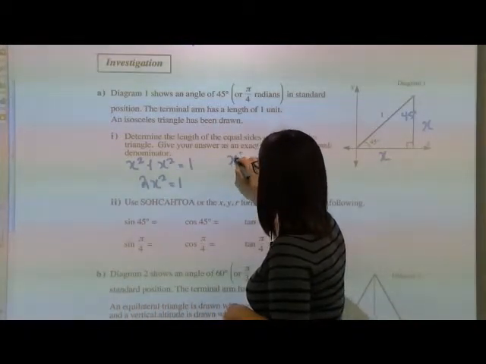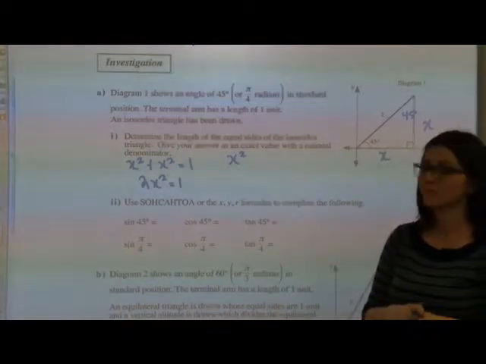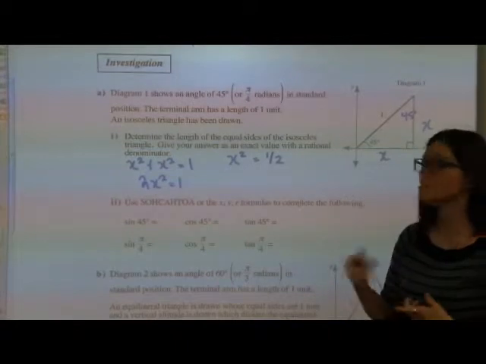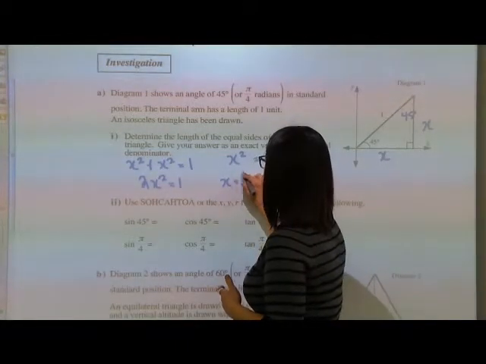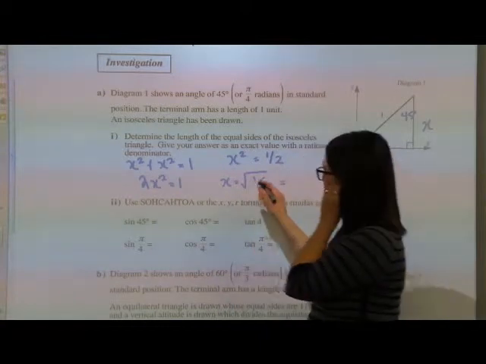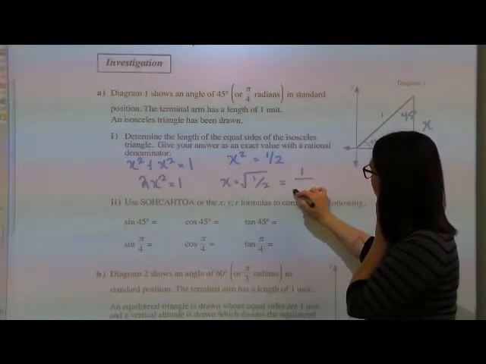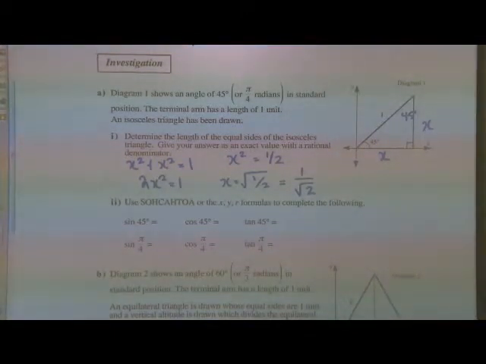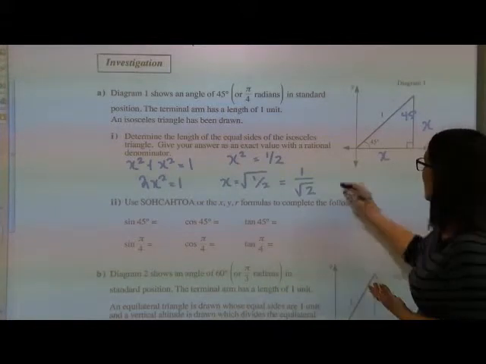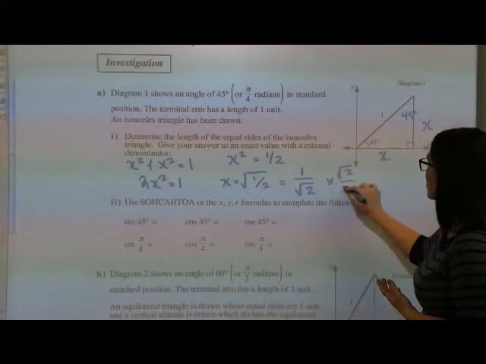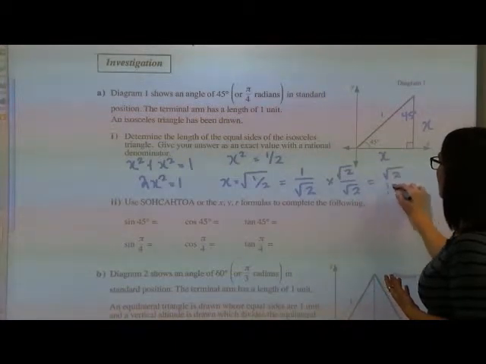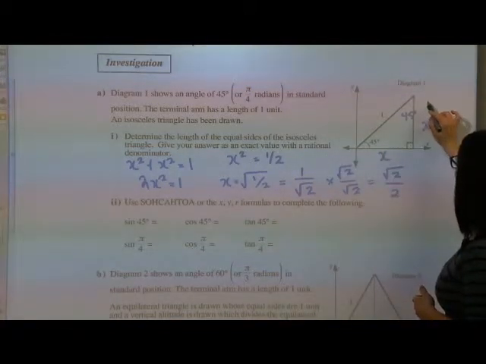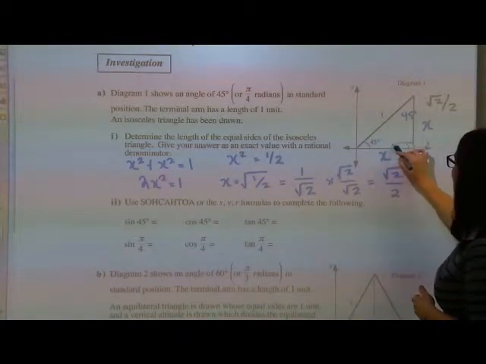So then how would I get x squared by itself? Divide by 2. And how do I get x by itself? Square root. So I square root 1/2. If I square root the top and the bottom, I get 1 over root 2. Which, if I wanted a rational denominator instead of this irrational value, I'd multiply top and bottom by root 2, and I would get root 2 over 2. So that would be the side lengths. This would be root 2 over 2, and this would be root 2 over 2.